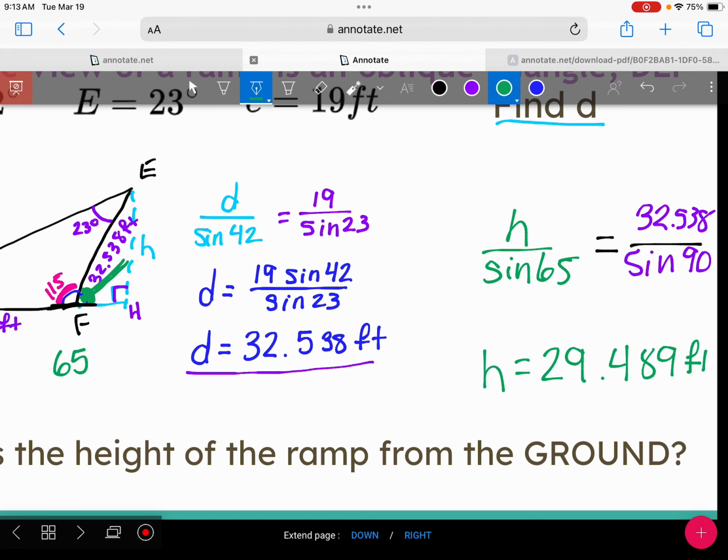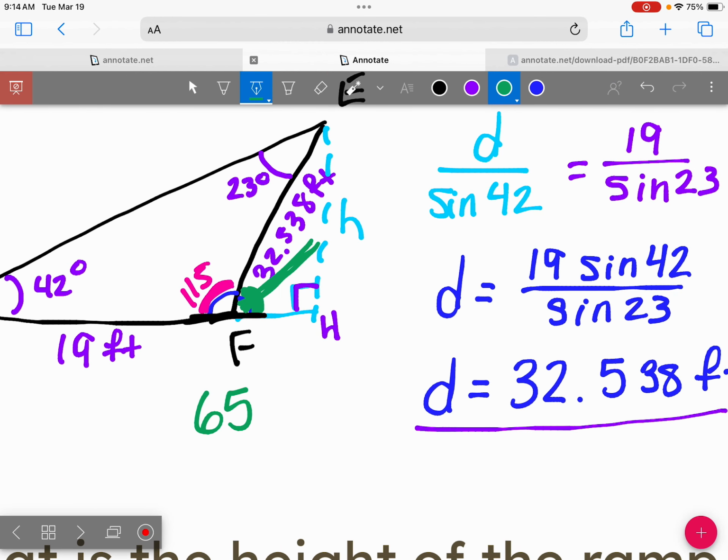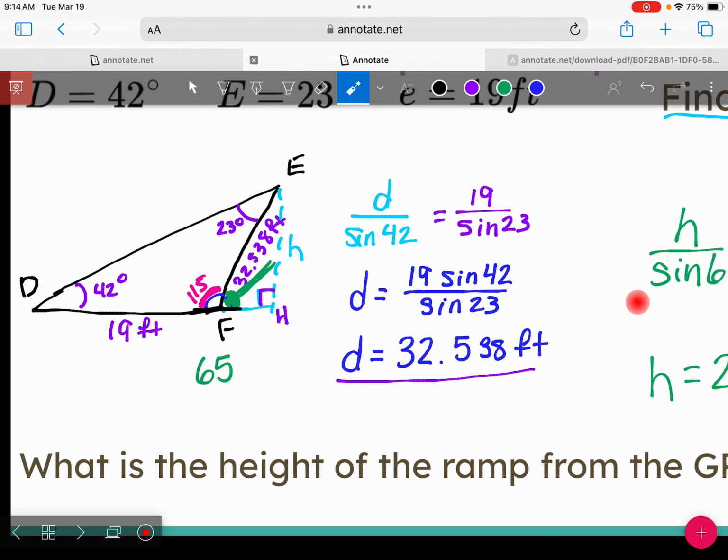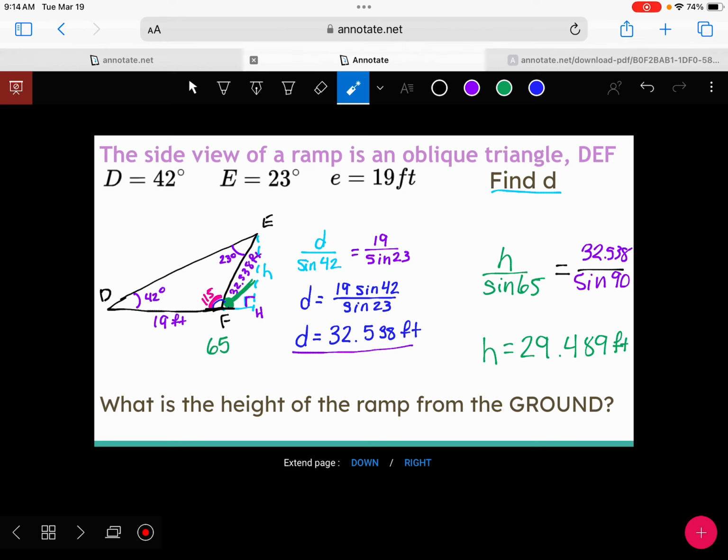29.489 feet. We could also come in here, since this is a right angle, and use sine, opposite over hypotenuse, to do it that way. That's a totally fine thing to do too. We can still use our right triangle lines and do opposite over hypotenuse. But we can also use the way our brain is currently going to do it this way.